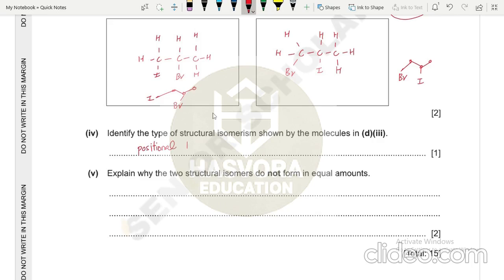They are positional isomers of each other because the functional group is actually changing positions. Explain why the two structural isomers do not form in equal amounts. Now let me just discuss this question.